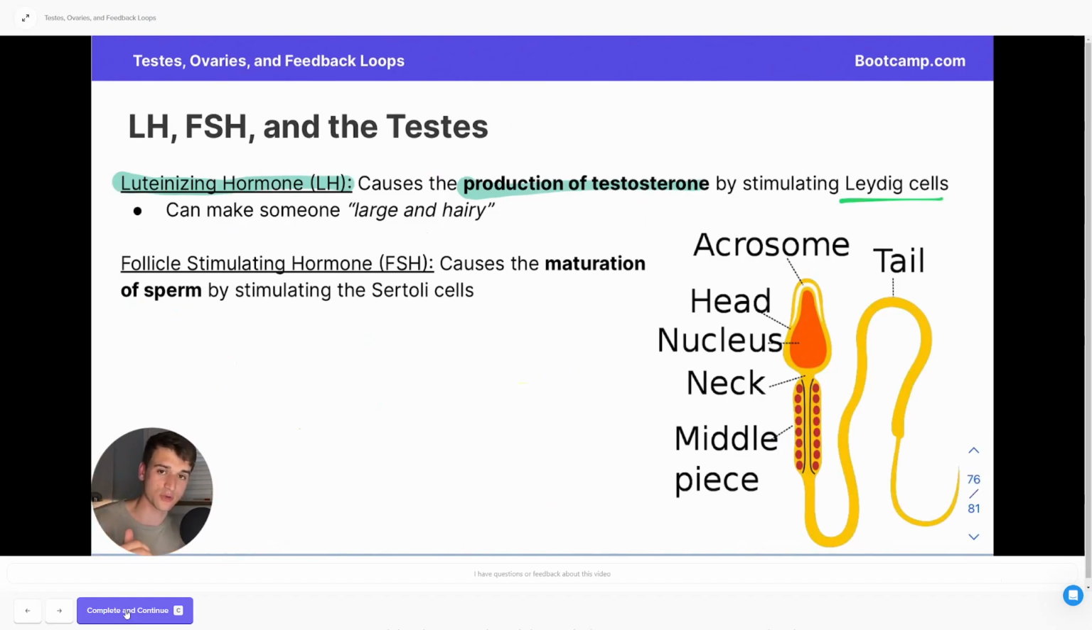Think testosterone. Follicle stimulating hormone, or FSH, has a different role and actually targets a different cell. With the follicle stimulating hormone, we're going to be targeting the maturation of sperm cells, and the cell of the testis in question for the maturation of sperm is the Sertoli cell.